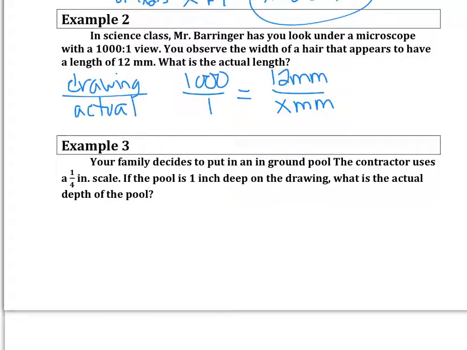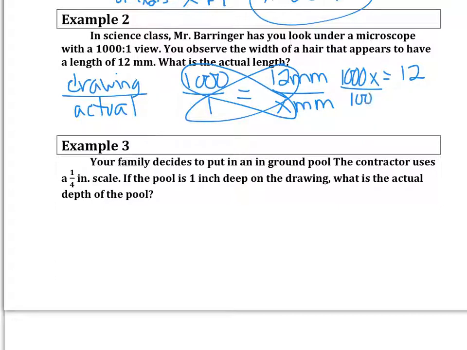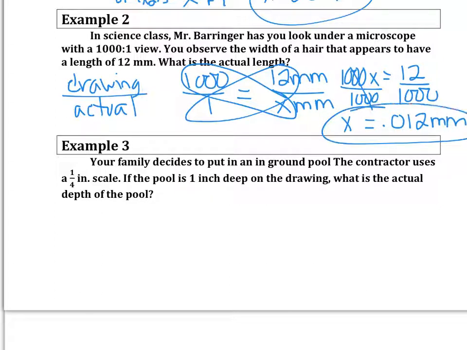So for this one, I'm going to use cross products. So if I multiply diagonally, I will get 1,000x is equal to 12. And then I'll divide both sides by 1,000 in order to isolate x. And what I find is that my answer is just 12 thousandths, which you could express as a decimal. It would just be 0.012, and again, the unit is millimeters. On all of these problems, you must have a unit, so don't forget about it.